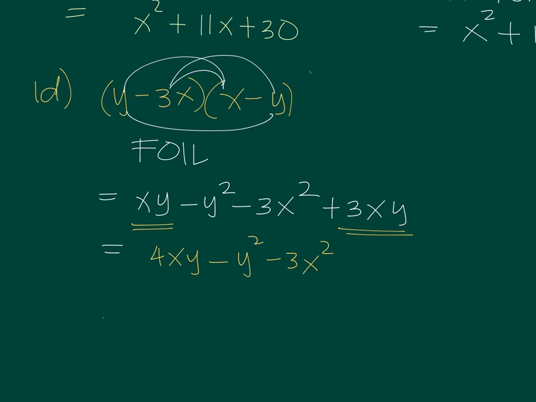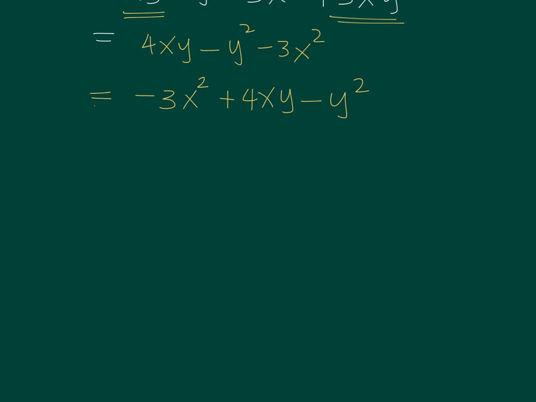If you want to arrange the expression, you can start with the x squared, put the xy in the middle, that's 4xy, and then y squared. Okay? 1e. What's in 1e? In 1e, you have m minus 3n and then m plus 2n.